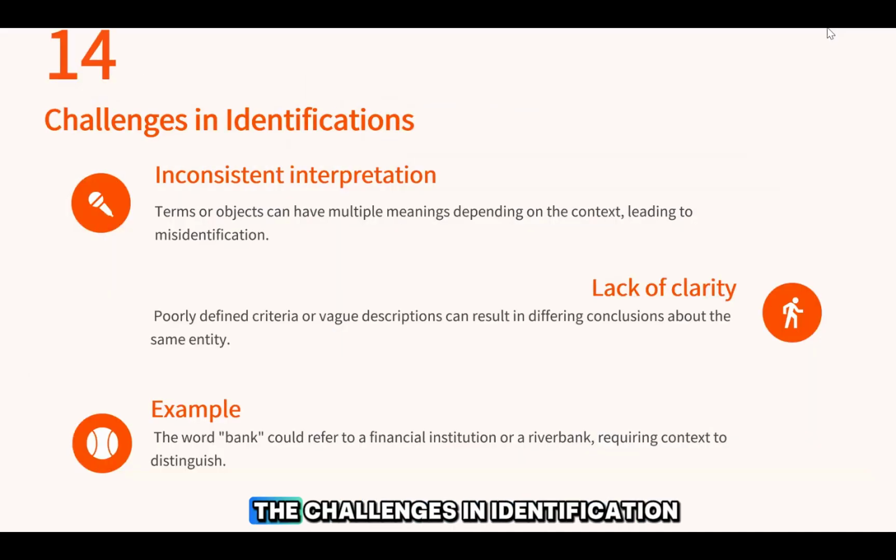We will discuss the challenges in identification. It has three challenges: inconsistent interpretation, lack of clarity, and cultural differences. Inconsistent interpretation is when terms or objects can have multiple meanings depending on the context. And lack of clarity is when a concept has poorly defined criteria or a vague description, which can result in differing conclusions about the same entity. For example, the word bank could refer to a financial institution or a riverbank, which requires context to distinguish.